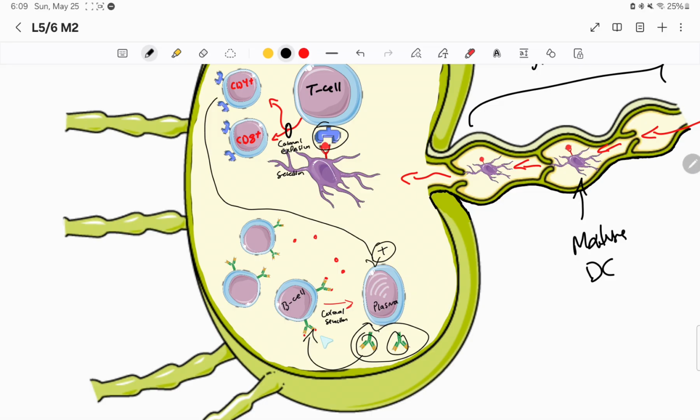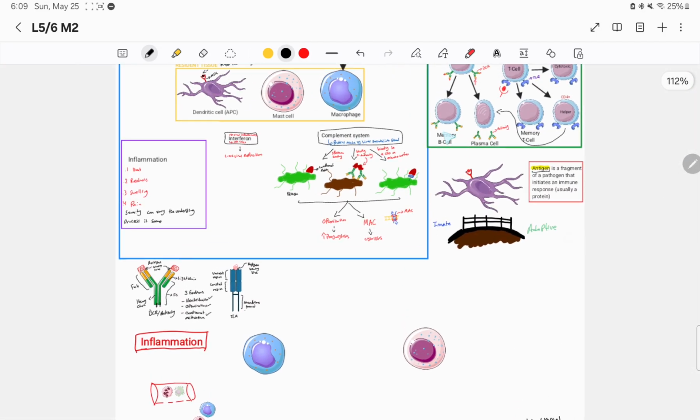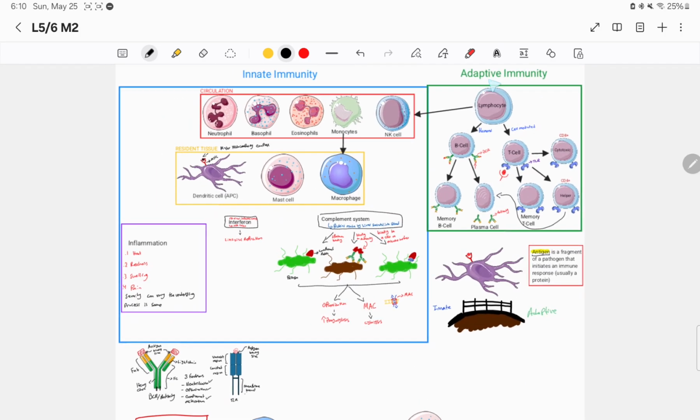And of course, we will form a memory B cell as well, for the exact same reason I gave here, because next time around when we see this exact same infection, we can respond so much faster. That is the concept of immunological memory. That's the concept of acquired and adaptive immunity. That is why you don't get sick with the same exact pathogen twice.